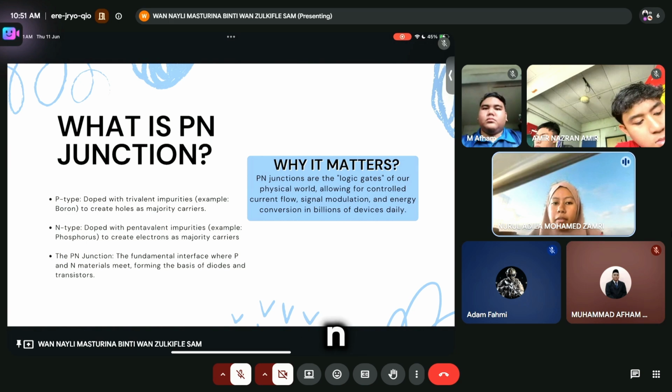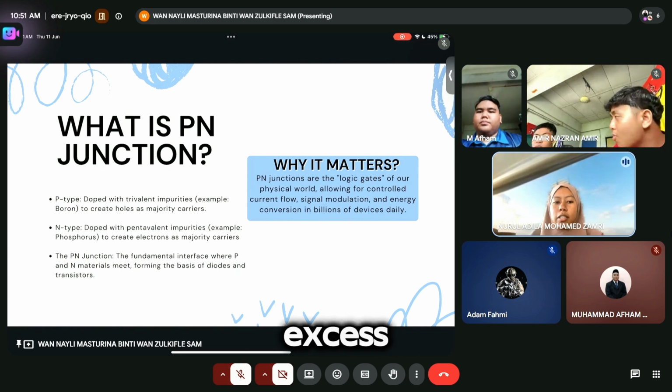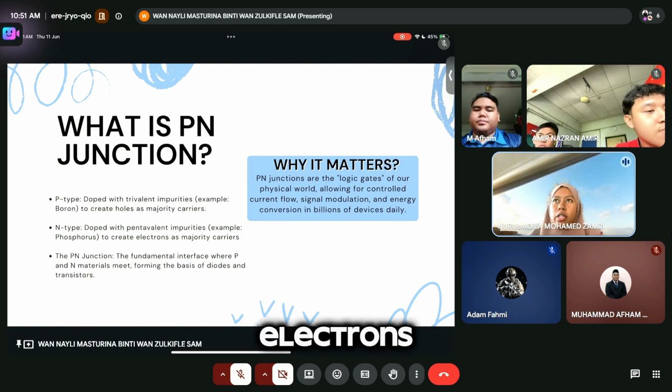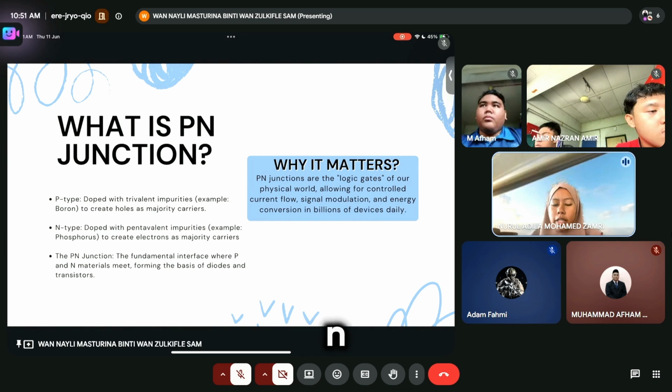On the other side, the N-type material is formed by doping with pentavalent impurities such as phosphorus. This creates an excess of electrons, making electrons the majority charge carrier in the N-type material.